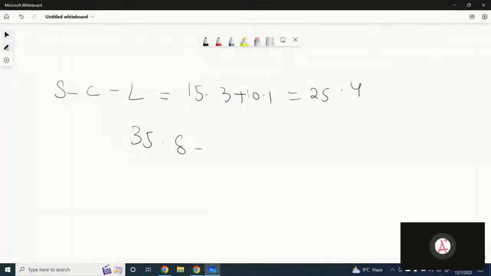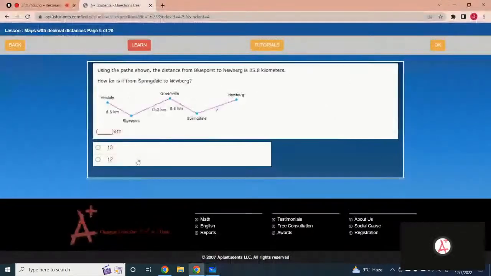35.8 subtract 13.2 subtract 9.6. I haven't subtracted the one because the total distance is given from Blue Point to this point. Got it? This point is not included in the total distance, so you have to subtract the two distances that are between Blue Point to Newburgh. Got it? So just subtract them.